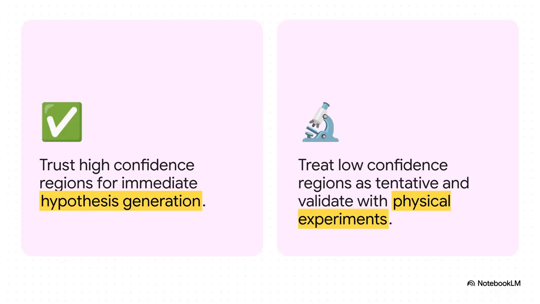So what's the core takeaway here? You have to be a smart consumer of this data. Let those high-confidence AI predictions generate momentum for you. Use them to drive your immediate hypothesis generation, like planning out your next mutagenesis experiments. But treat the low-confidence regions as entirely tentative. For those uncertain bits, you really must seek out and rely on real-world physical testing.